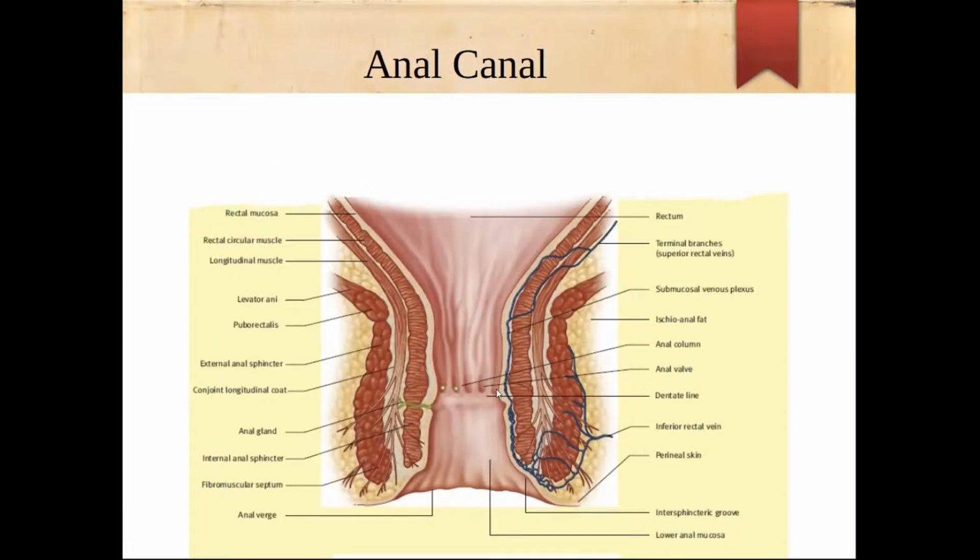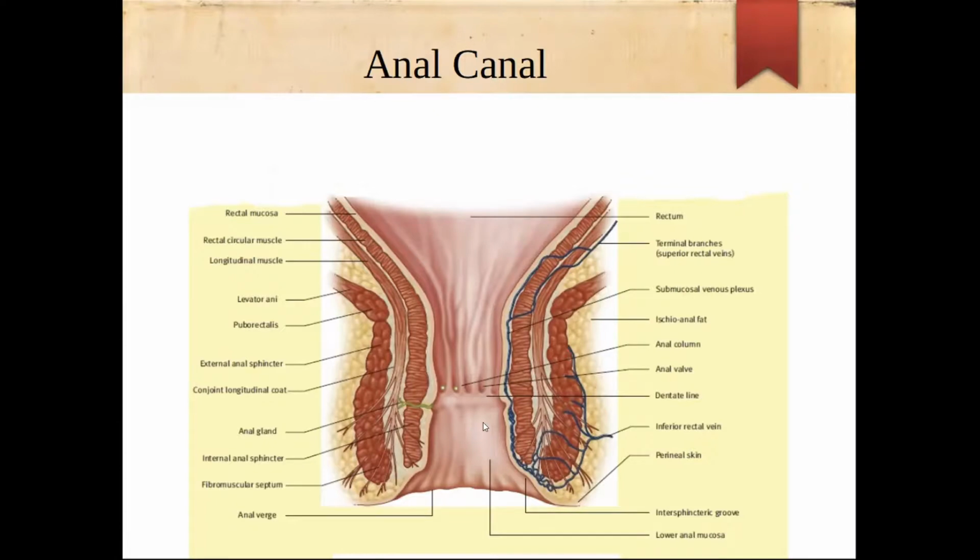Some people divide it into 3 parts. There is a part called the transition zone. If you go below the dentate line, what type of epithelium is here? Squamous. Are you sure? What type of epithelium here? Keratinized stratified squamous. Yes.